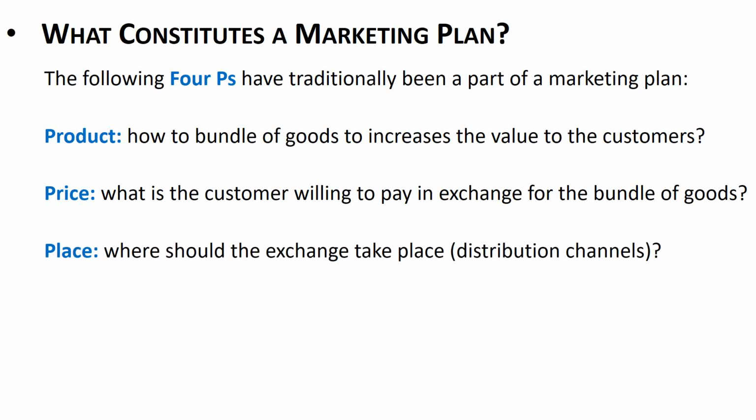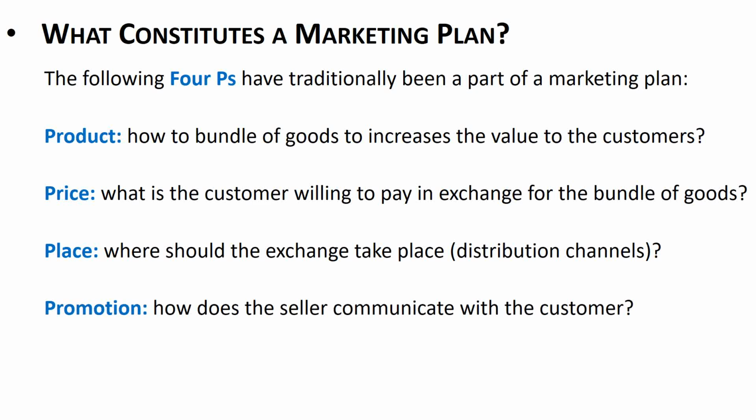The third P is the place. Where should the exchange take place? How is the product going to reach the customer, and the customer going to make the payment? The popular term is distribution channels. How is the product going to be distributed? Sometimes, or many times, products are distributed through retail outlets, right? Sometimes online, right? So the marketing plan includes the distribution.